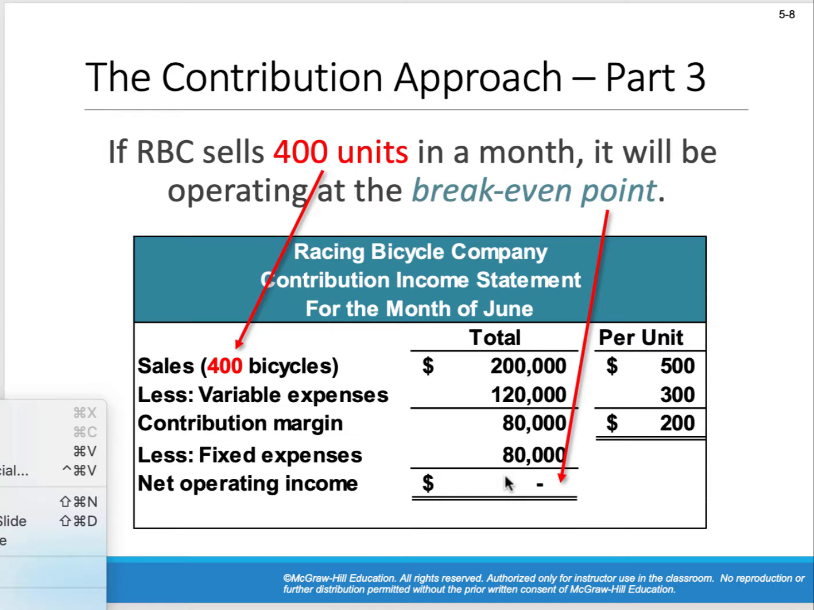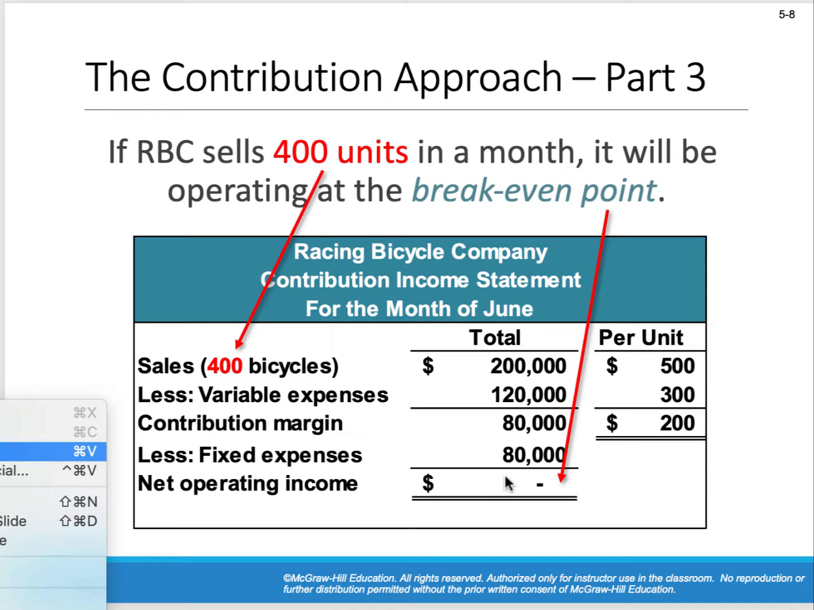But unfortunately, we only sold 400 bikes. We generated enough contribution margin, and remember, contribution margin says that variable expenses have already been deducted. Okay? Once we deduct those variable expenses from sales, we have the contribution margin. That contribution margin goes to cover fixed expenses. Well, in this case, we are covering our fixed expenses of $80,000. That means that we have zero profit.